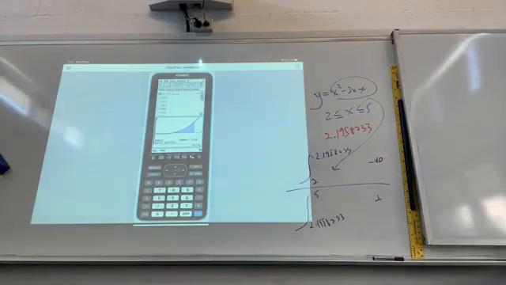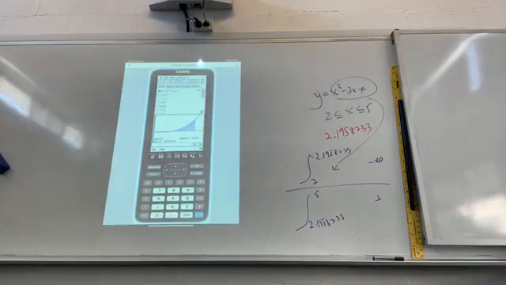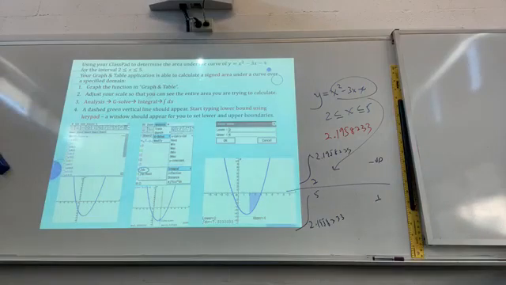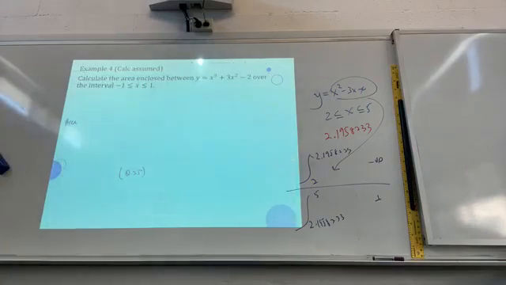Okay? Alright, let's go to the next example. Try this one. Calculate the area enclosed between y equals x cubed plus 3x squared minus 2 over the interval minus 1 and 1.